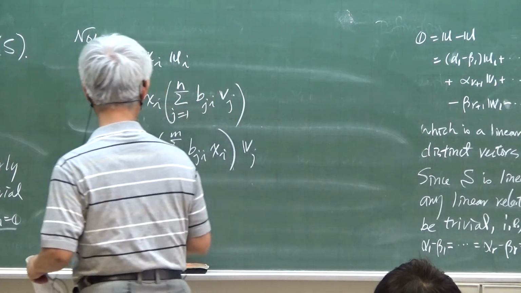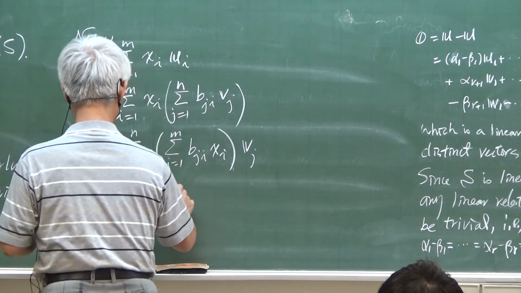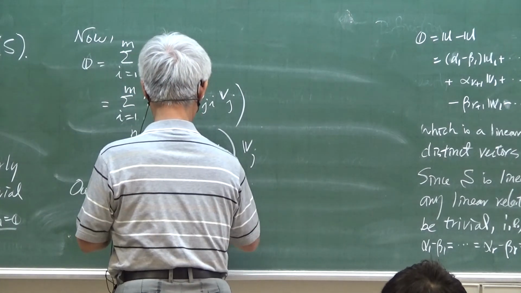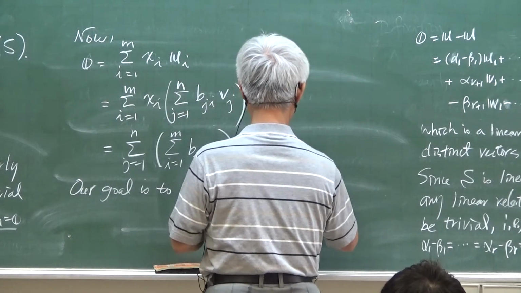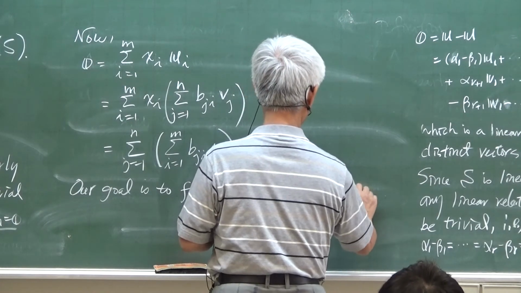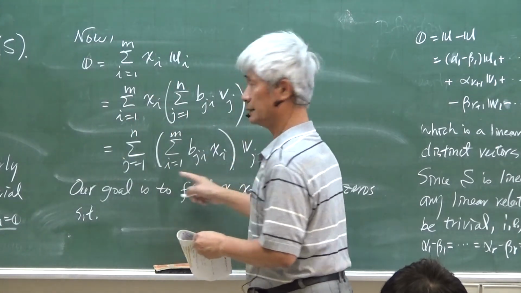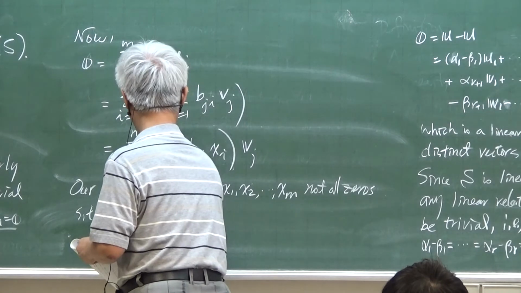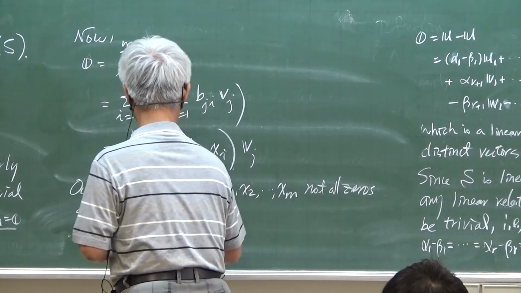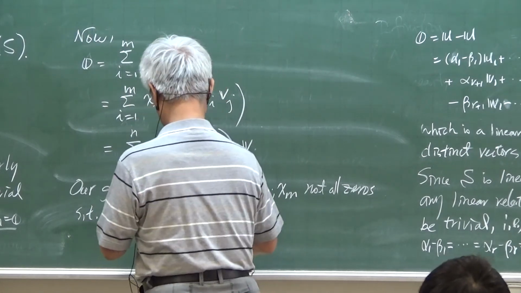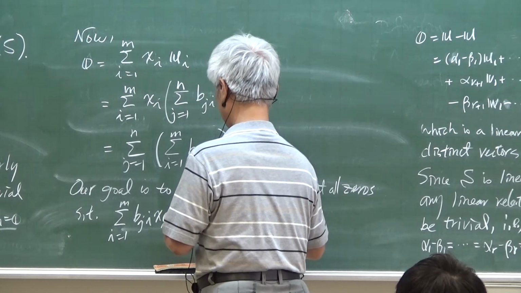Okay, so our goal is to find x1, x2, up to xm, not all 0, such that the inner sum they are all zeros for all j from 1 to n.